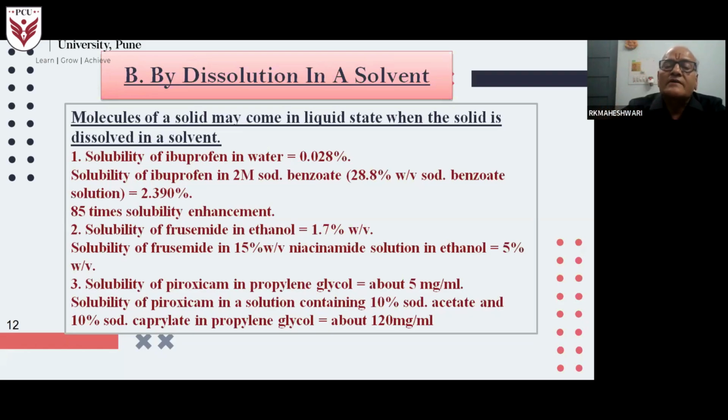Why has solubility increased? Because in the 15% niacinamide in ethanol solution, the molecules of nicotinamide or niacinamide, which is solid at room temperature, when dissolved, come into liquid state and they are in movement. These molecules of niacinamide take part in this physicochemical interaction with the molecules of furosemide for the solubility. So these all are the proof.